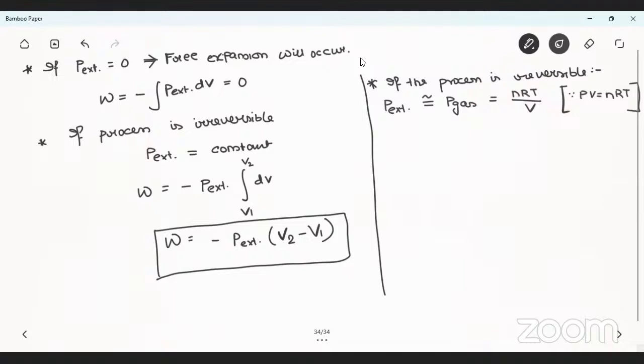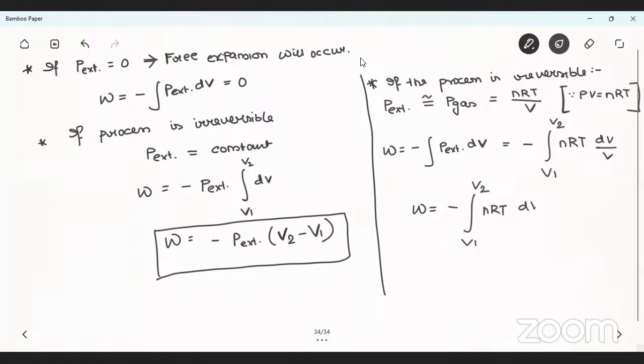Now, how to incorporate it in the work formula? So work will be minus integral of P external dV, which will be equal to minus integral from V1 to V2 of nRT dV by V. So work will finally be equivalent to minus nRT integral from V1 to V2 of dV by V. Okay, so anything they will be asking you about this concept.